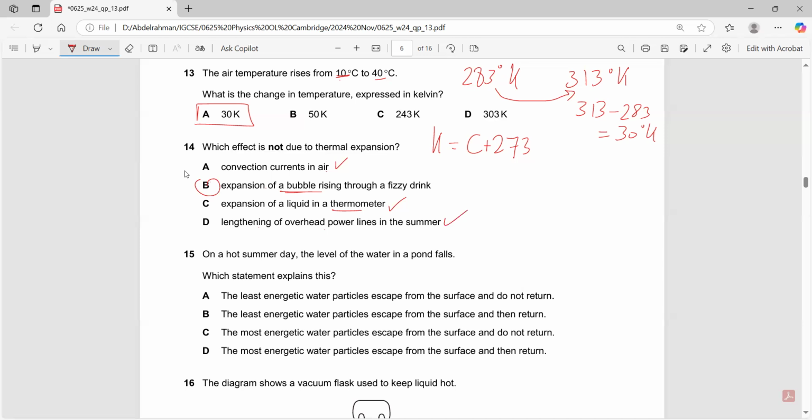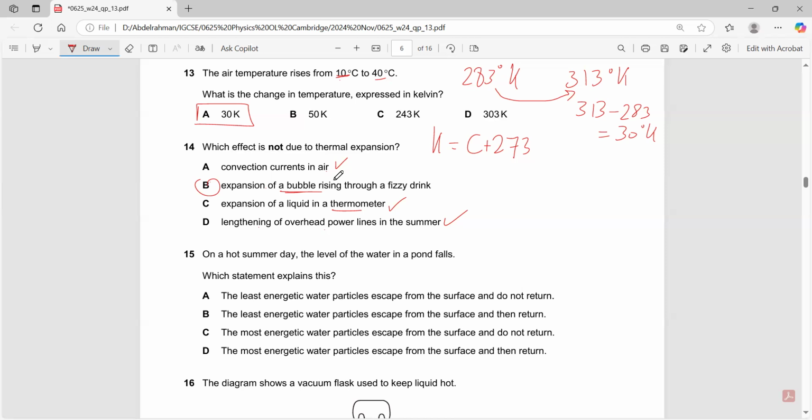The volume increases. Why? Because the pressure decreases. As it rises up, the volume increases, because this is not related to thermal expansion. That's why this is the wrong answer. Okay, it doesn't have to do with thermal expansion.